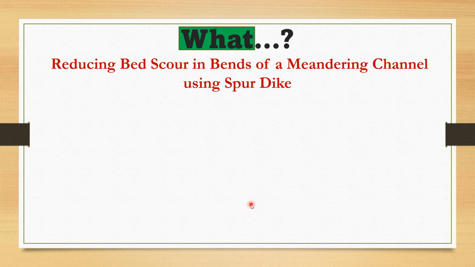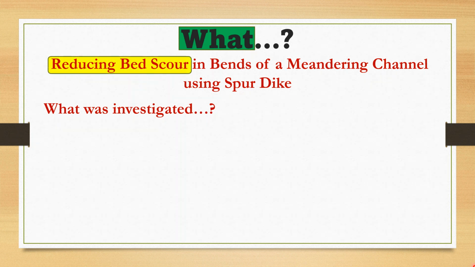This topic is the research topic for my master's thesis. It was mandatory for me to write a research paper during my master's degree. So I chose this research topic for my master's thesis, and in this research topic, I had to answer three things. First one was the investigation purpose. What was my focus for investigation? So what was investigated? Basically, the investigation was about the reduction of bed scour. So I answered this question in my research topic.